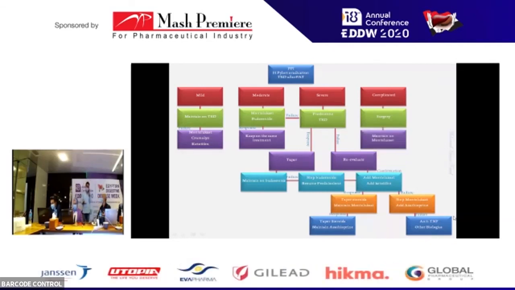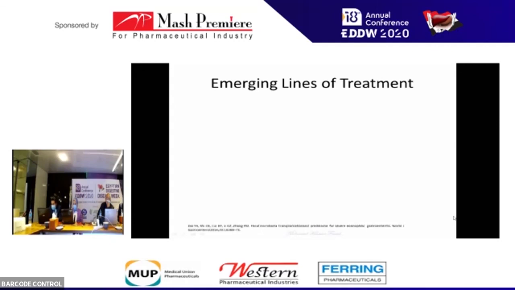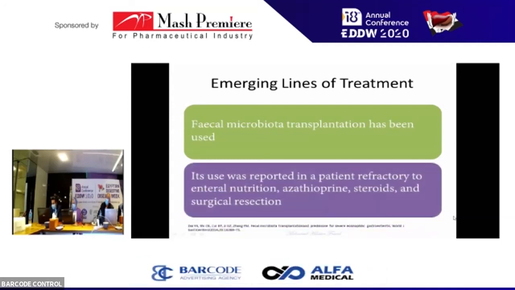And after surgery, we maintain on montelukast, and if we could not maintain on montelukast, we can shift again to prednisone and targeted elimination diet. The emerging line of treatment is fecal microbiota transplantation, which has been used for this condition. It was reported in a patient refractory to enteral nutrition, azathioprine, steroids, and surgical resection.